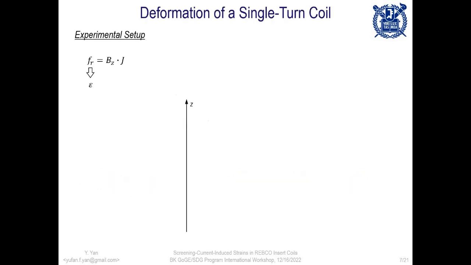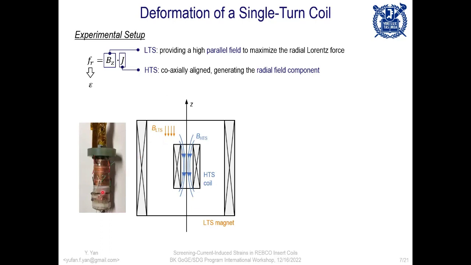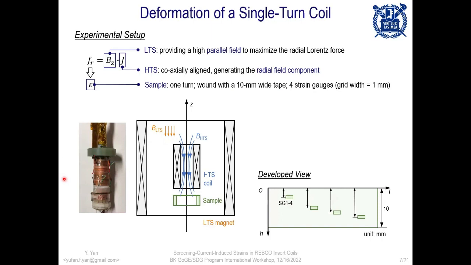Here we have the experimental setup. According to the expression of the Lorentz force, particularly the radial component, we used an LTS magnet to provide a high background field that is parallel to the sample coil. Then a bigger HTS coil was placed above the sample coil in order to generate the radial field component and induce the screening current. Then 4 strain gauges were placed on the sample tape, which measured the hoop strain component.